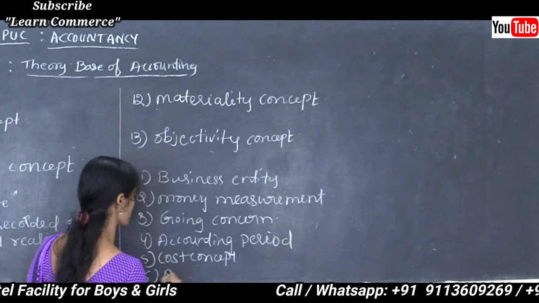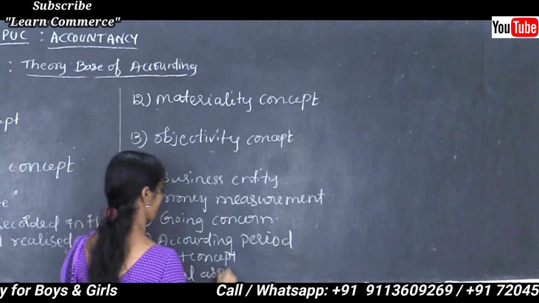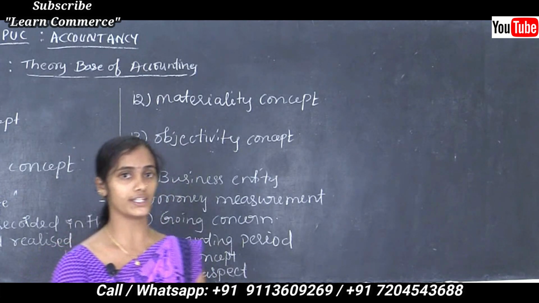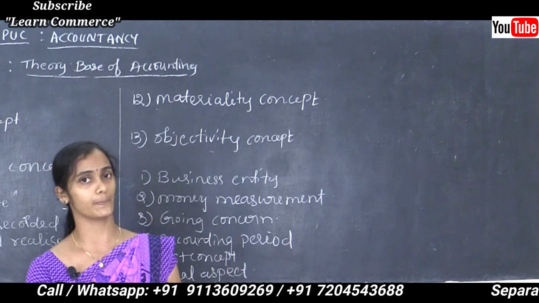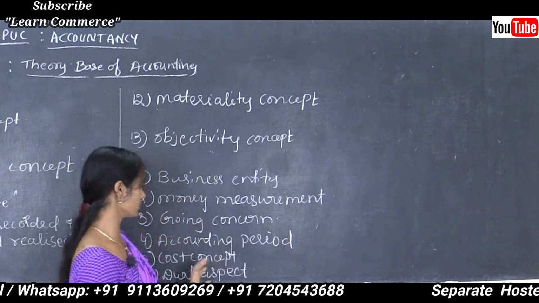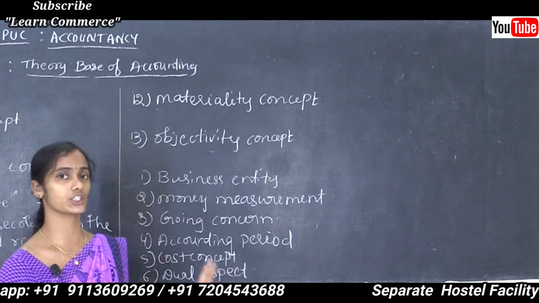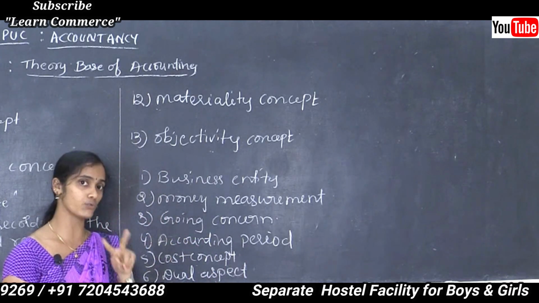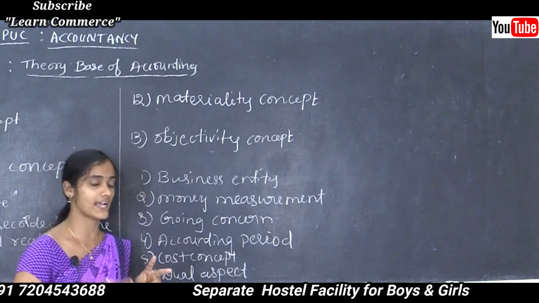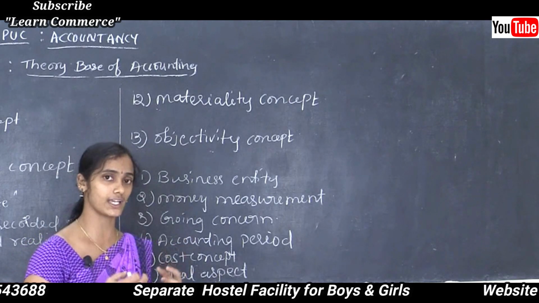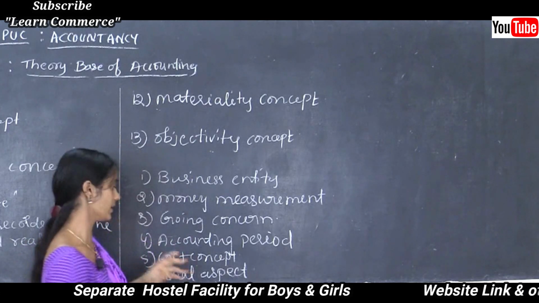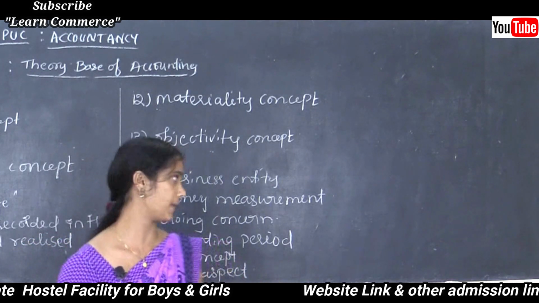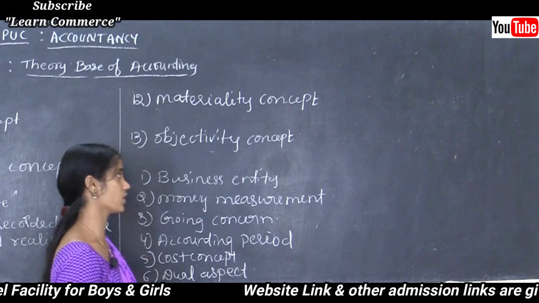Next, the sixth one is the dual aspect concept. It is a basic principle of accounting to record the business transaction in the books of accounts. According to this concept, each and every transaction involves two different aspects. One is the debit aspect and the other is the credit aspect. One is the taking aspect and another one is the giving aspect. So each and every transaction should be recorded in two different places. That is about the dual aspect concept.